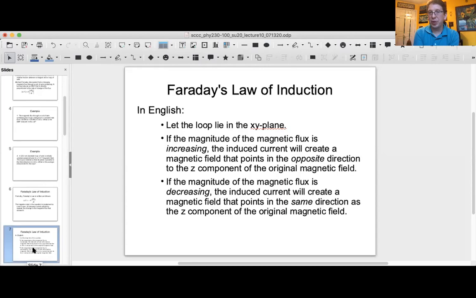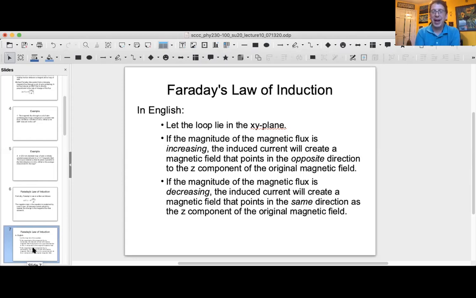So let's say that the loop of the wire lies in the XY plane. If the magnitude of the magnetic flux is increasing, the induced current will create a magnetic field that points in the opposite direction to the Z component of the original magnetic field. And the Z component is the component that's either pointing directly into the XY plane or directly out of the XY plane from your vantage point. And if the magnitude is decreasing, the induced current will create a magnetic field that points in the same direction as the Z component of the original magnetic field.